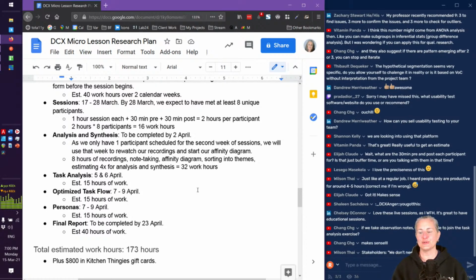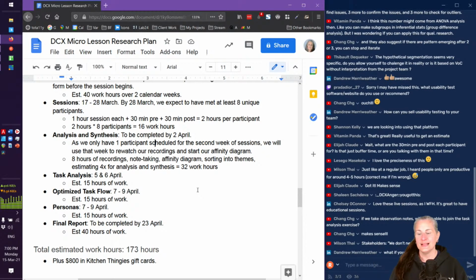Wilson's going, stakeholders will go, we don't need it. Yeah, that's unfortunately true at many jobs and even some of my consulting clients, and you gotta keep walking. Dandrew says, what if you're at a startup? I think the assumption in that question is, what if you're at a startup and they don't want to do this or pay for this? If you cannot convince a company to do at least some research.